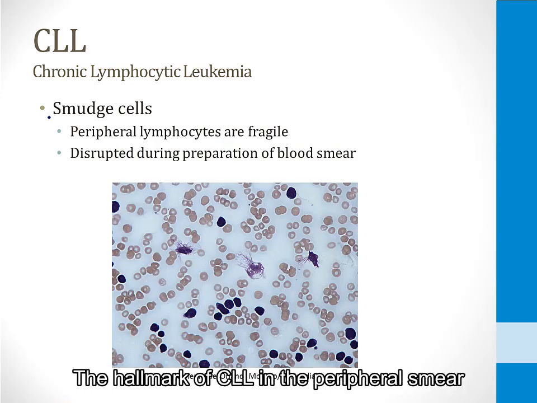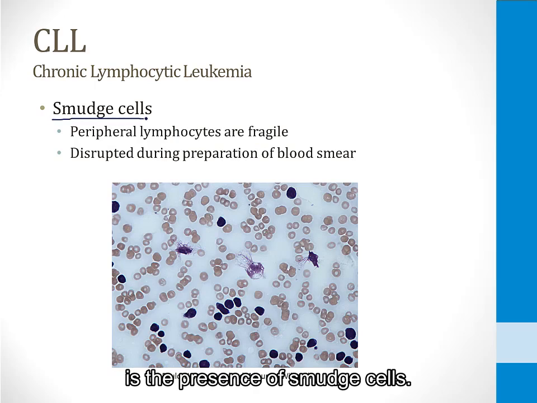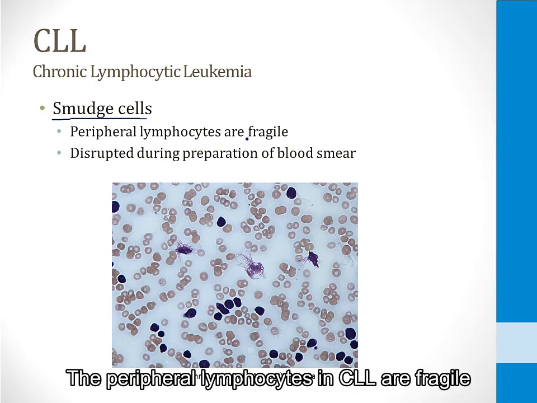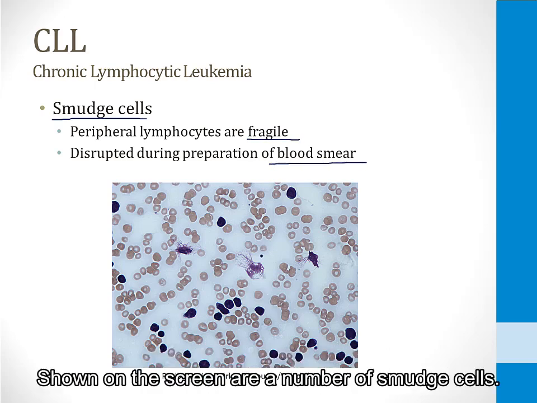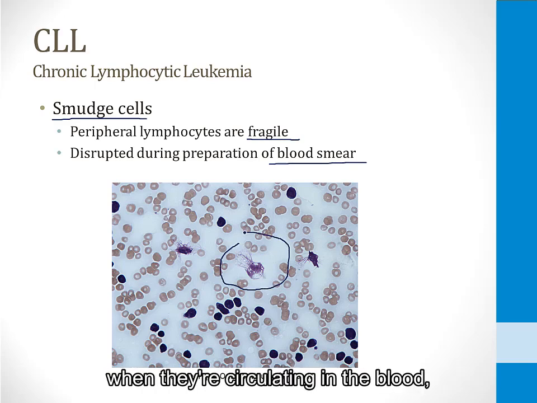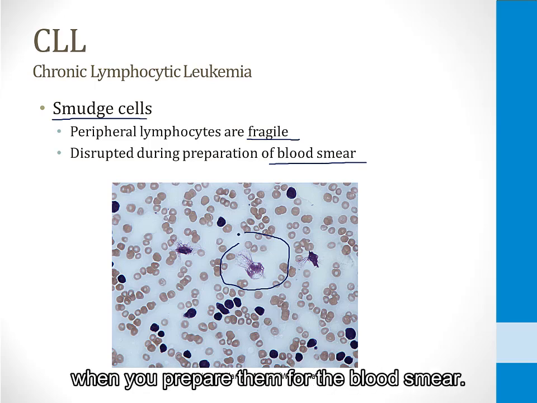The hallmark of CLL in the peripheral smear is the presence of smudge cells. The peripheral lymphocytes in CLL are fragile, and they're disrupted during preparation of the blood smear. Shown on the screen are a number of smudge cells. The lymphocytes don't look like this when they're circulating in the blood, but they take on this appearance when you prepare them for the blood smear.